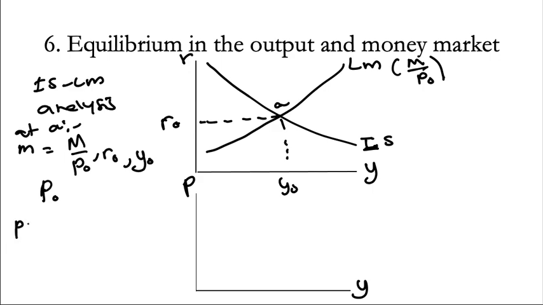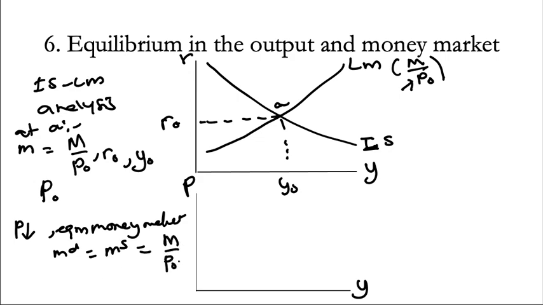Now, let's say price decreases. What happens next? It may affect which curve, LM or IS? It affects LM because obviously you can see price here. So it affects money market. In money market, equilibrium money market is given by money demand equals to money supply, and it is M over P naught, the current equilibrium, isn't it? So because price decreases here, so P naught decreases to P1.